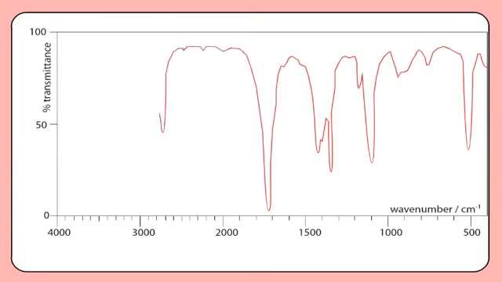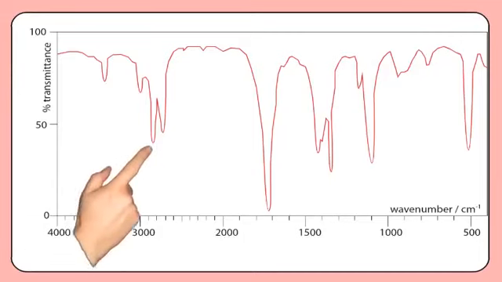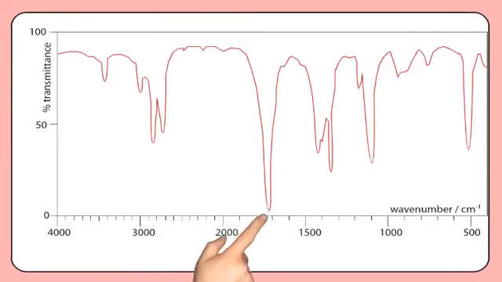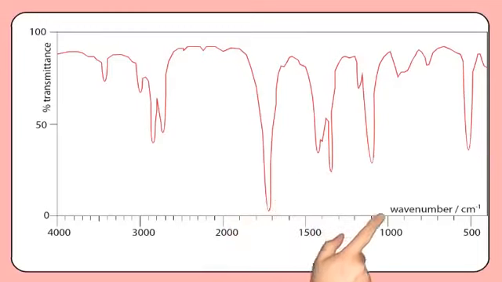A spectrum is then produced, where the wave number in cm^-1 is plotted along the x-axis, and the detector response, or percentage transmittance, is plotted along the y-axis. The peaks in the spectrum show where bonds within the molecule have absorbed infrared radiation. In AS chemistry, you only need to be able to recognise a few key peaks.